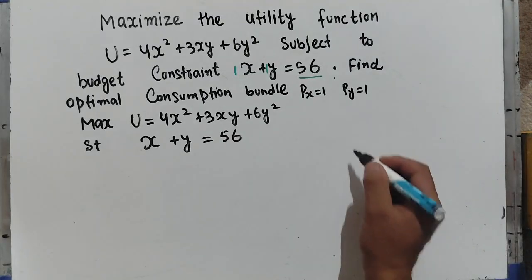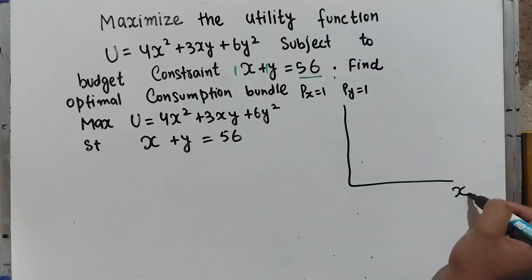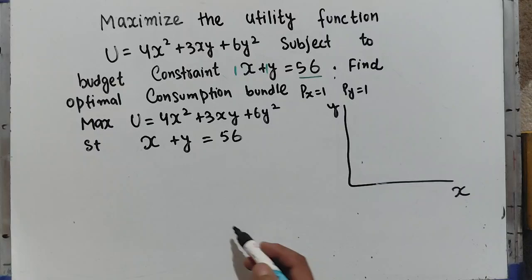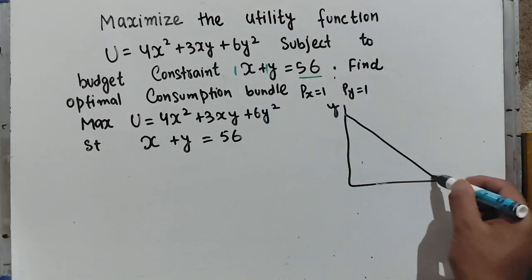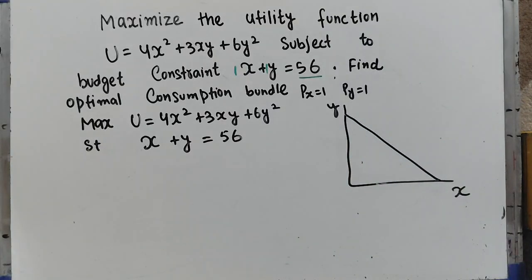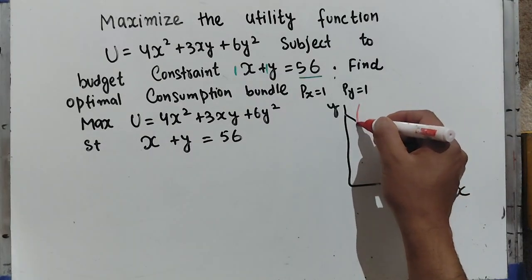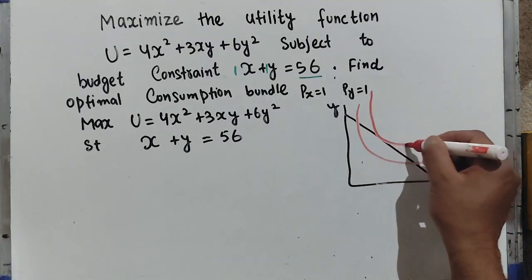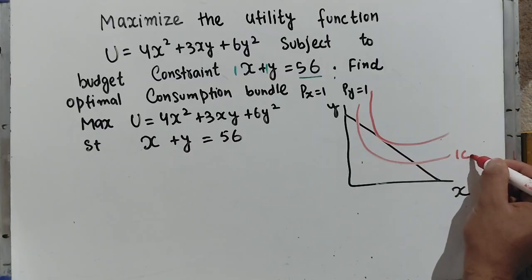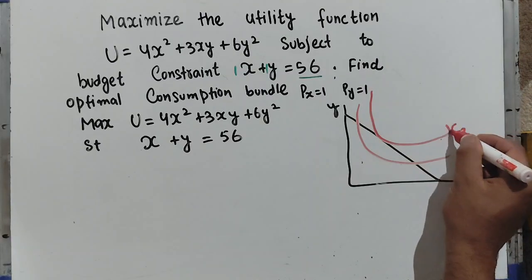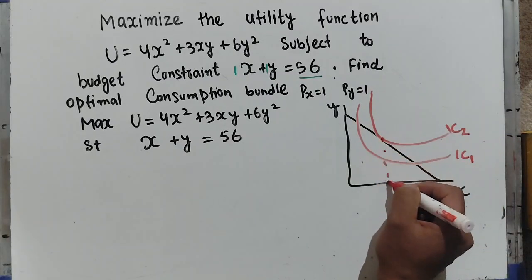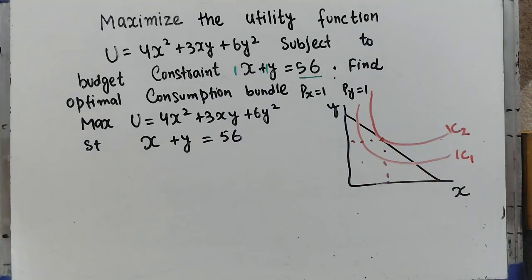Okay, so let me draw a simple graph here. We have good x on the horizontal axis, good y on the vertical axis. Let us draw this budget line. With the given budget, the consumer wants to achieve the highest satisfaction. The highest satisfaction will be achieved where the indifference curve and budget line are tangent to each other.